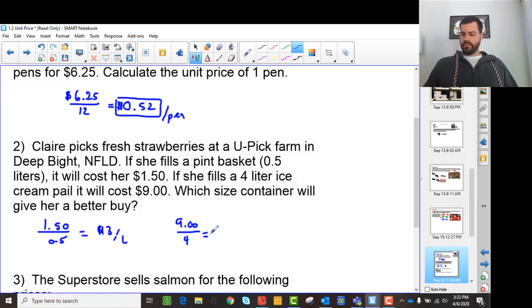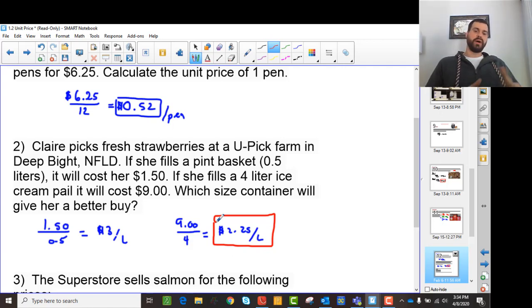And 9 divided by 4 is $2.25 per liter. So which one's the better deal? This one is the better buy. Now, it's only a better buy, to be clear, if she wants 4 liters of strawberries. Right? She's still buying more.